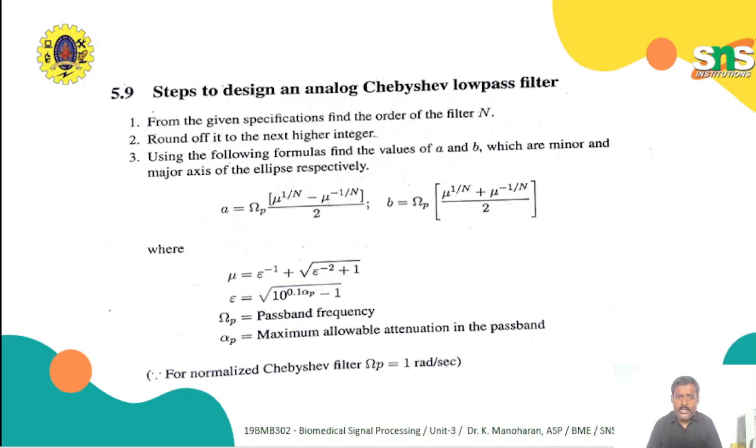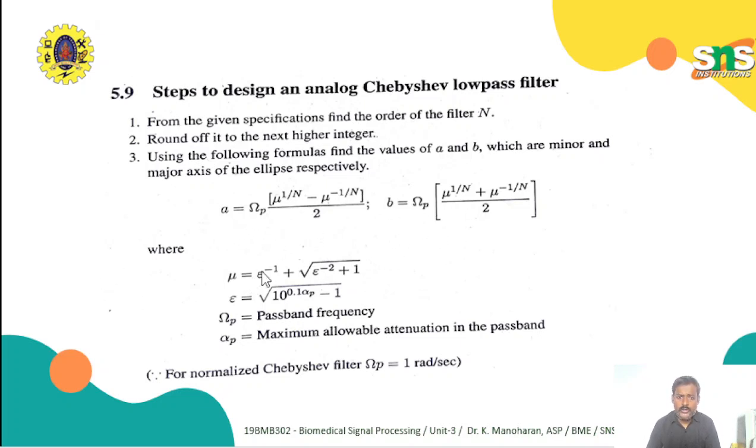Normally, if you take a Butterworth filter, the poles will lie on a circle. If you take a Chebyshev filter, the poles will lie on an ellipse. That's why, for an ellipse, we need to use only the minor and major axis to represent it. So, that's why we are going to find these A and B values here.